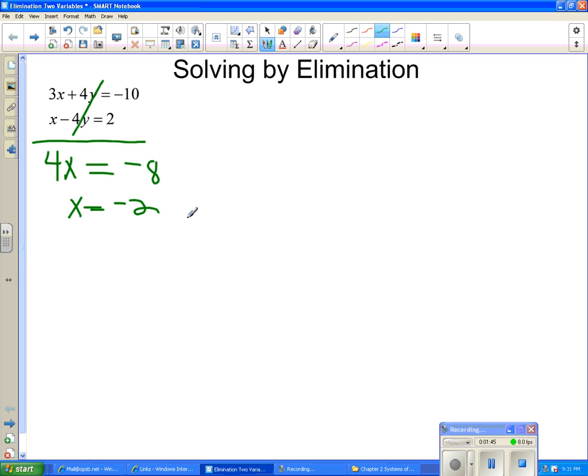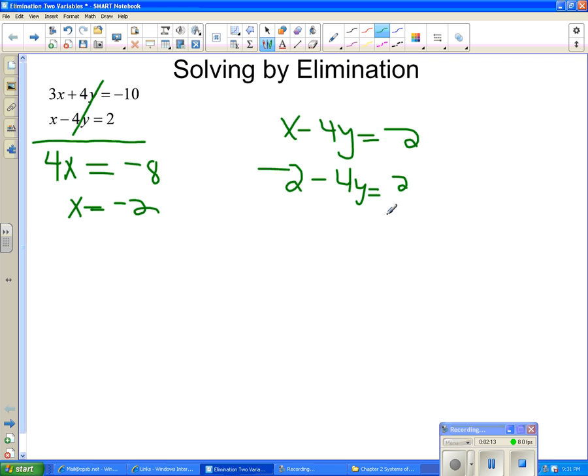Now the next part goes back to the substitution. It doesn't matter which equation I go back to, but I can go back to either one of these and plug in the value negative 2 to figure out what y is. I would probably pick this second one because it's the easiest one to work with. The coefficients are small. I've got x minus 4y is 2. I know what x is. x is negative 2, so I plug in a negative 2 for x. So negative 2 minus 4y equals 2.